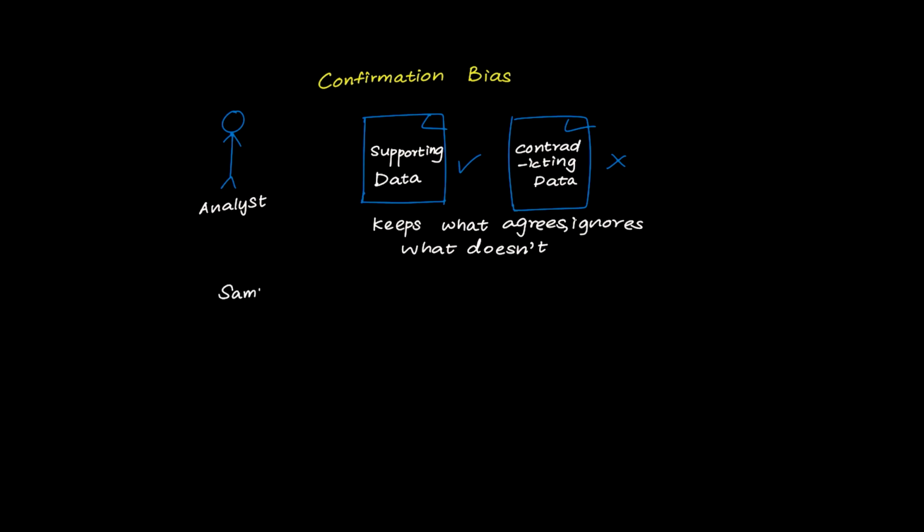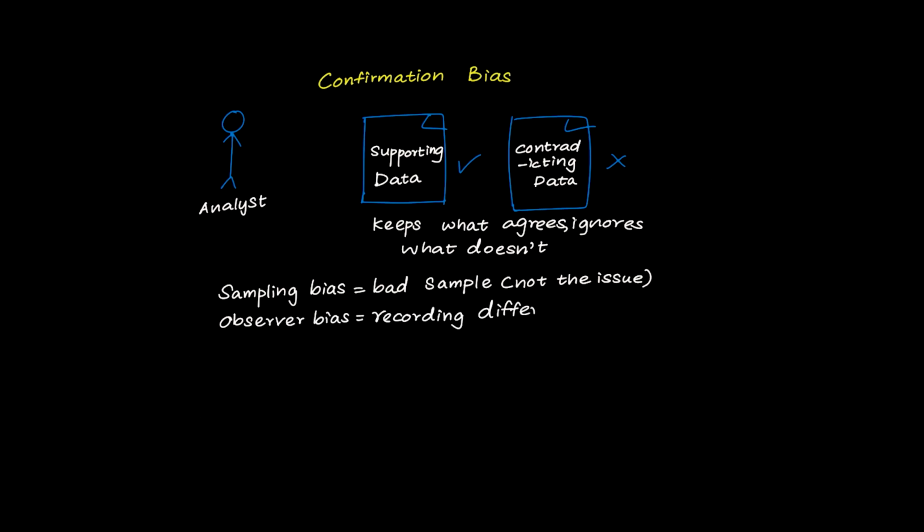Sampling bias would mean her dataset doesn't represent the population. But the dataset is fine. The problem is how she's using it. Observer bias is about different people recording observations differently. Interpretation bias is about reading ambiguous situations consistently one way. This analyst isn't dealing with ambiguity, she's actively ignoring contradictions.